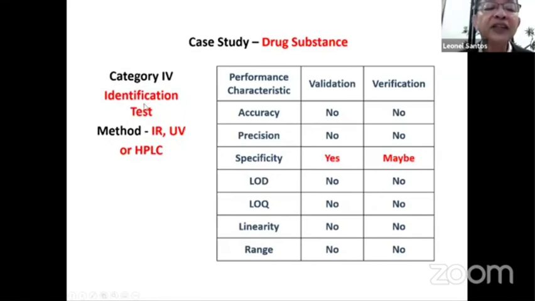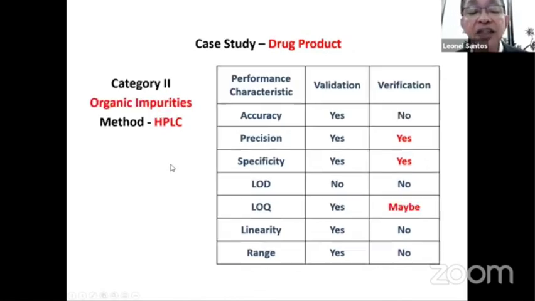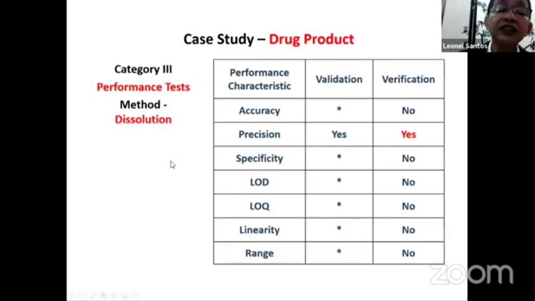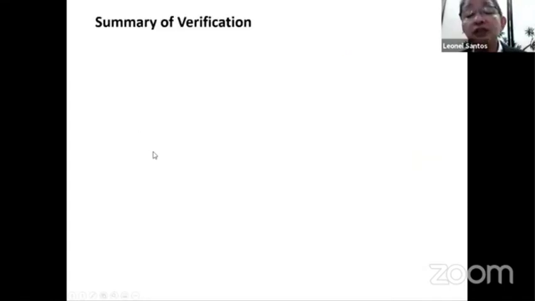Category 4, identification test, would be for a method that is IR, UV, or HPLC, then specificity is needed. If we go into the drug products for a category 1 assay using an HPLC method, then you need those three things: accuracy, precision, specificity. Category 2 for impurities using an HPLC method would require precision, specificity, and maybe limit of quantitation. For performance methods such as dissolution, you need to do precision. And finally, for category 4 identification tests, again, focus on the specificity.